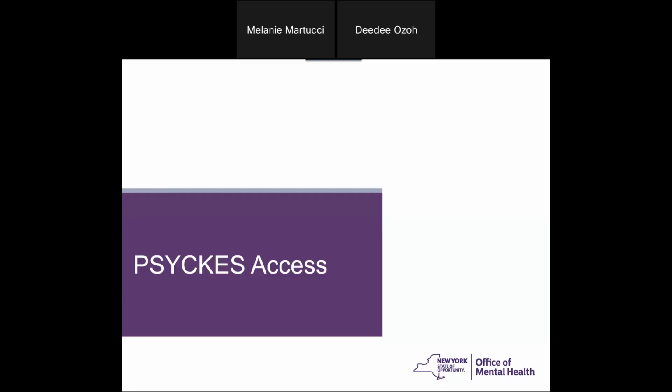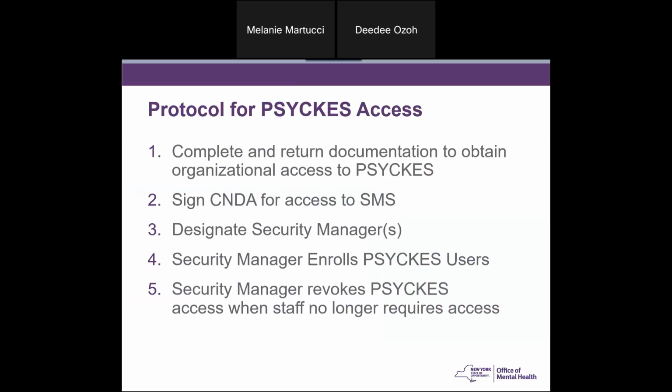So I'll go into some slides here about PSYCKES Access. And again, this is from an overview as if your agency does not yet have access to the application. So the protocol for PSYCKES Access is to complete and return the documentation to obtain organizational access to PSYCKES. Then you'll sign the CNDA for access to SMS, which, again, is the application that is used by the security managers at your agency.